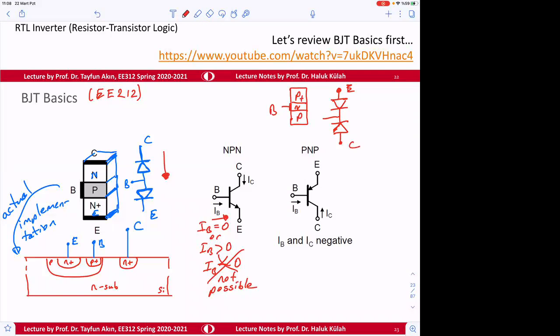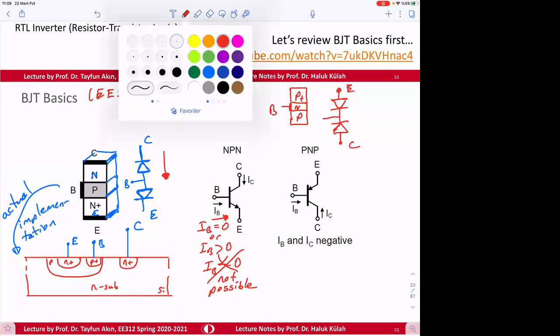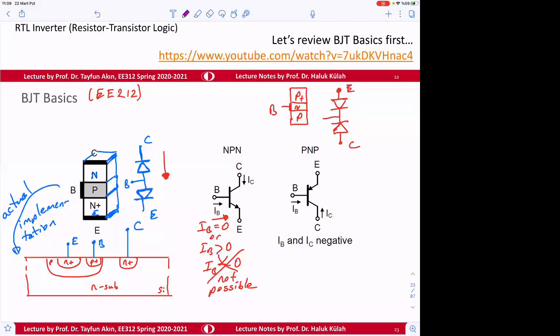Okay, and for this device, the current flow, I mean here, I base can only be in this direction. Okay, if it is in this direction, like shown here, I base is either going to be 0 or I base is going to be larger than 0. Okay, for this one, this is going to be, it can be only negative.